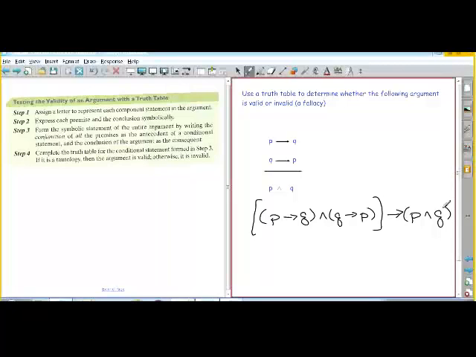So what we'll do is we will fill out the truth table and then see if we get all trues or not. And if we do, then it's a valid argument. So what I'm going to do is copy that to the next page.